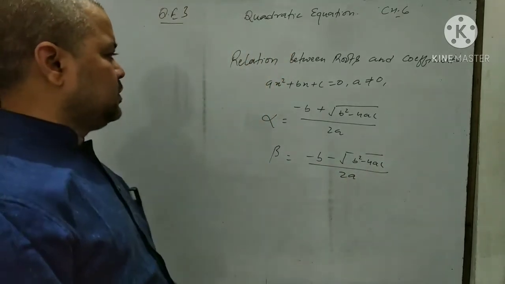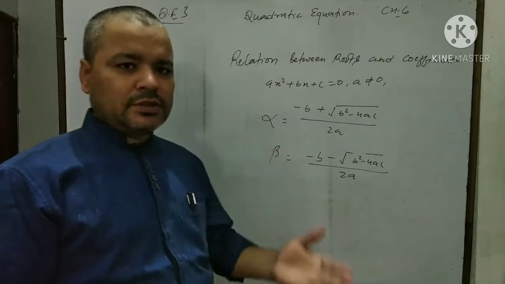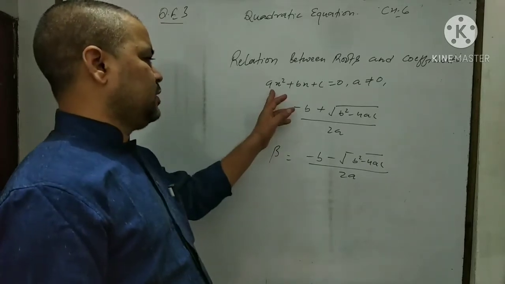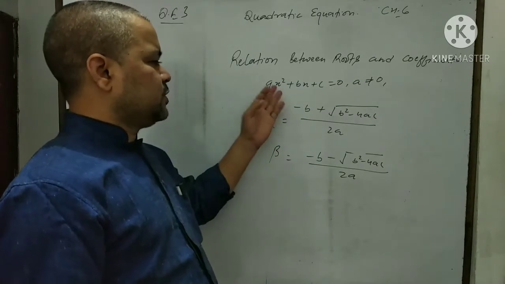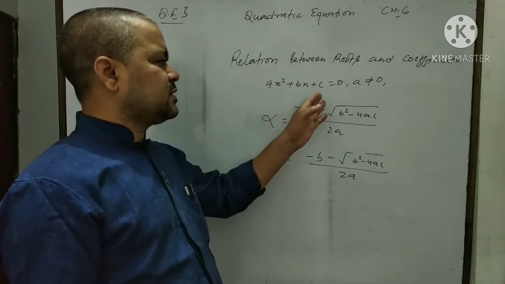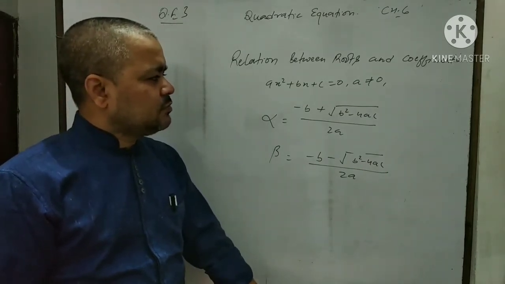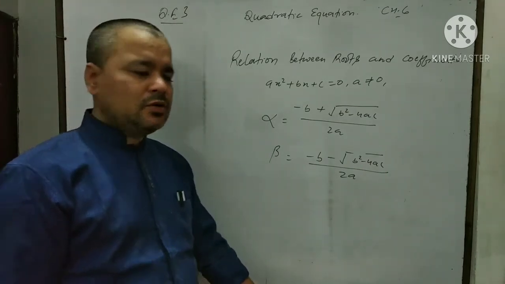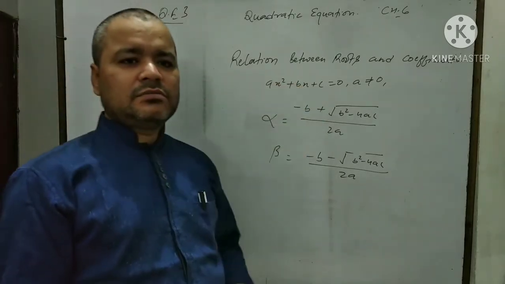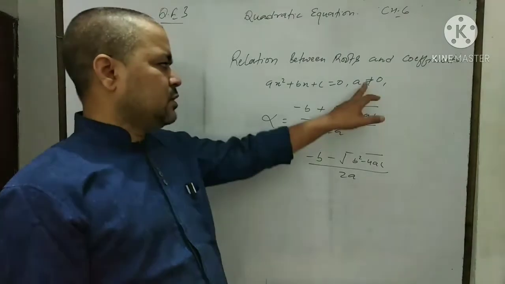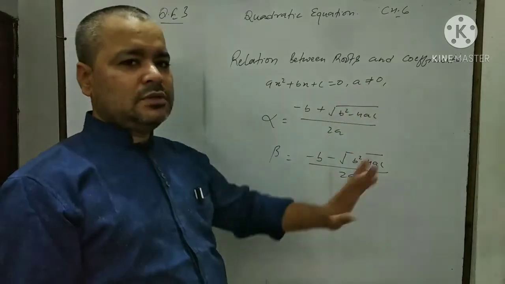Okay, these are the two roots of the quadratic equation, which is in the form of ax square plus bx plus c is equal to 0, where a is the coefficient of x square, b is the coefficient of x, and c is the constant value. But the condition is that the value of a should not be equal to 0, because if the value of a is equal to 0, then it will be bx plus c, which is linear. Therefore the value of a should not be 0.